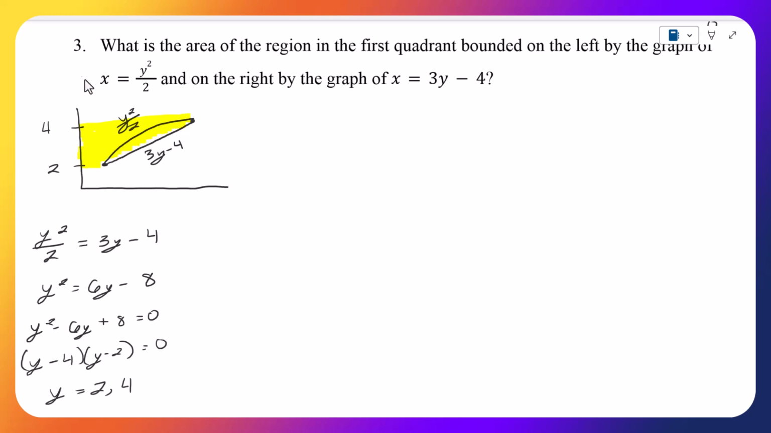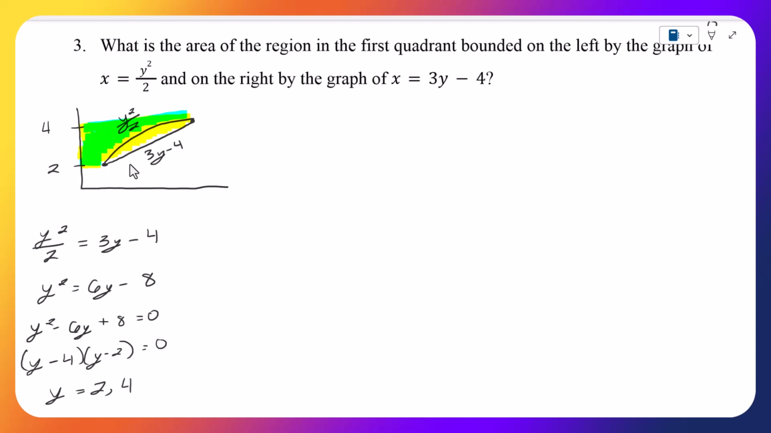And then if I'm looking at the y squared over 2, my left one, well, that's only this area here, and all I want is just this yellow area. So my bigger function in this case is the rightmost function. It's the 3y minus 4.